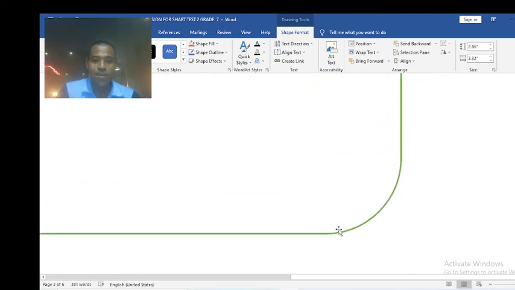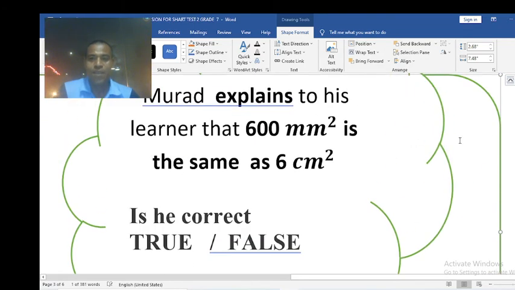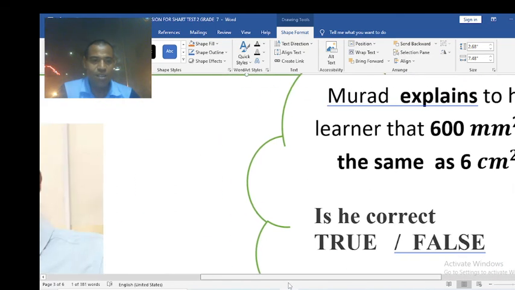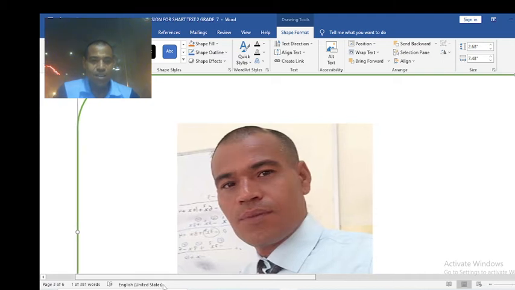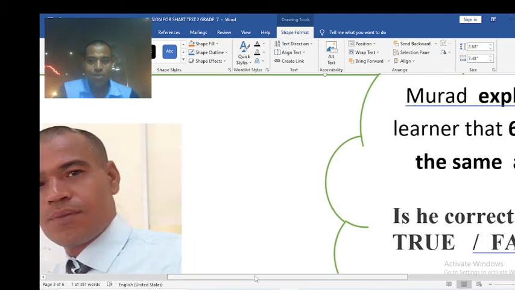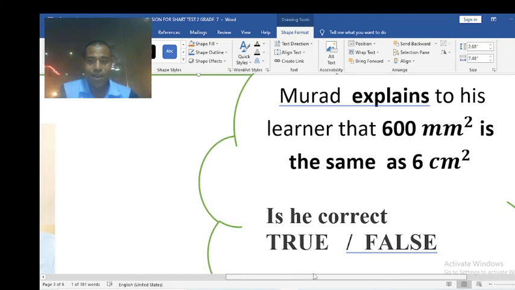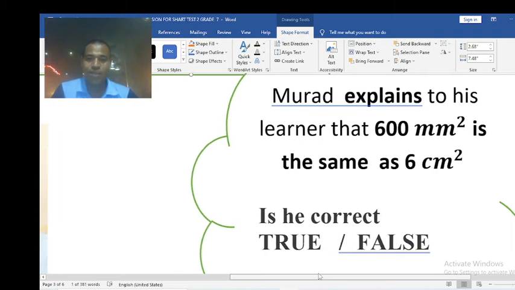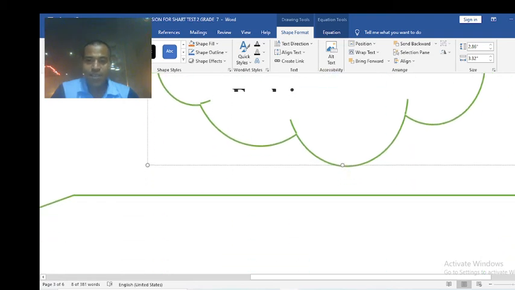Okay, so we'll just reduce this one also. Now we move to this. Let's check if your teacher Murad is correct or not. Your mathematics teacher taught you that 600 millimeter square is equal to 6 centimeters square. Let's check if it is true. You should explain. If it is not, you should also give a reason. Okay, I will just make a copy of this one because I need it, and I will start explaining this question.